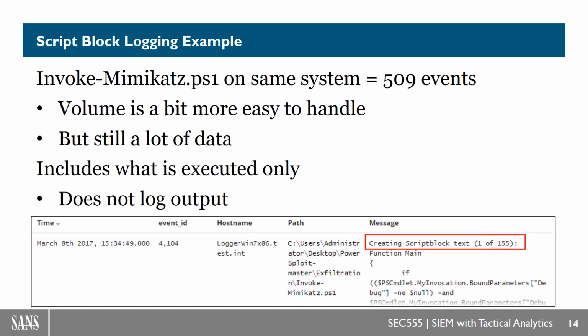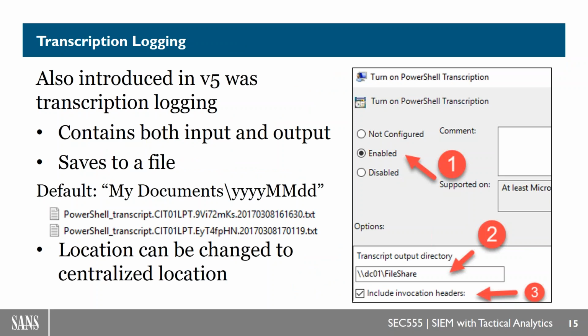Now, one of the things to be aware of is that neither module logging nor script block logging actually show you the output. They just show you the input: what module was run and what parameters were used for module logging, or what actual scripts were run in the decoded format with script block logging. So with that, we want an additional log type called transcription logging. This was also introduced in version 5, and it shows you both the input as well as the output, and it writes it out to a file.